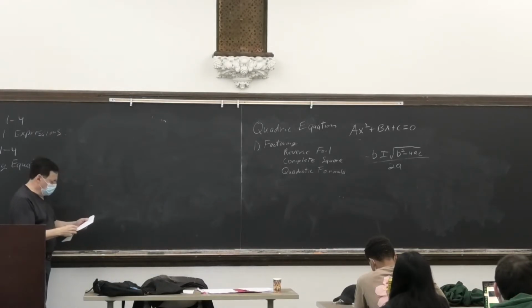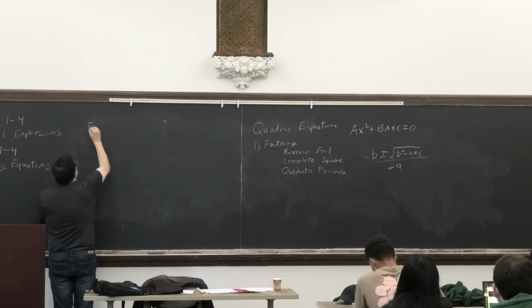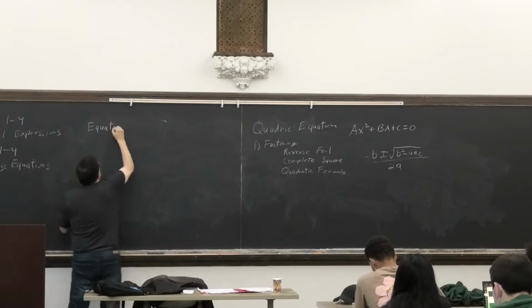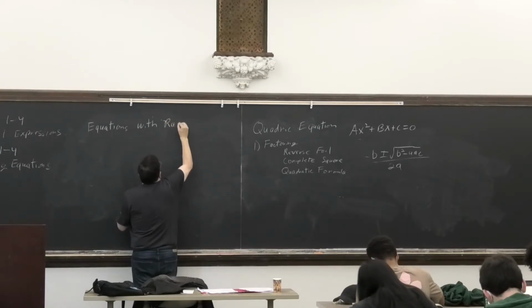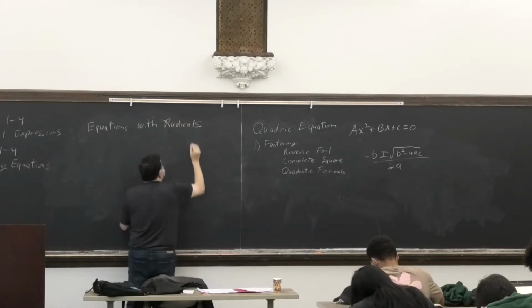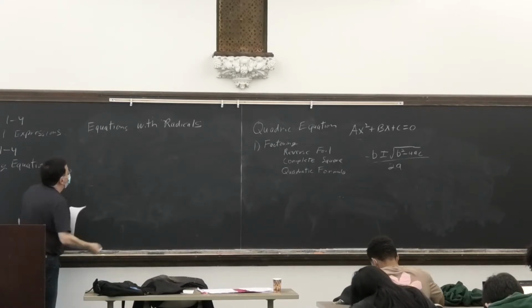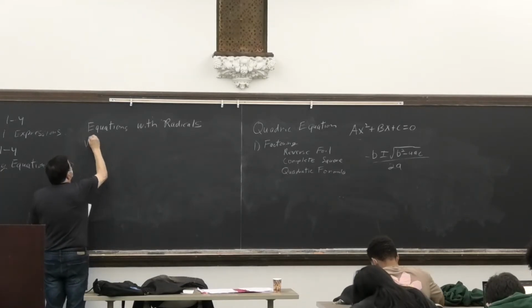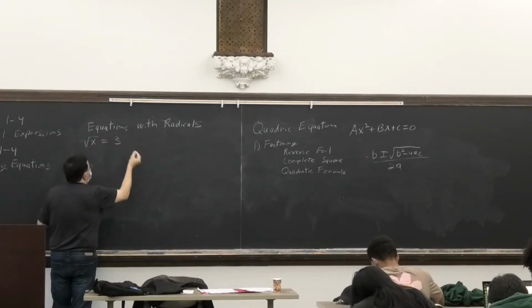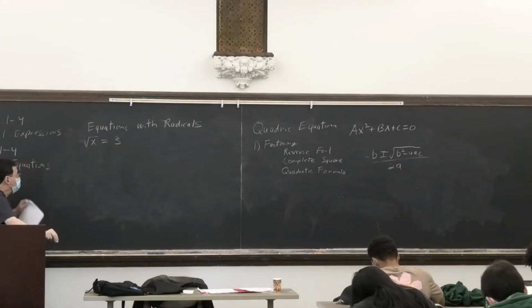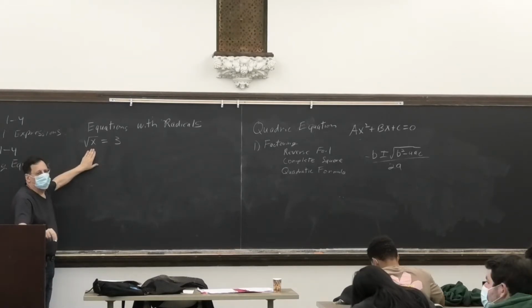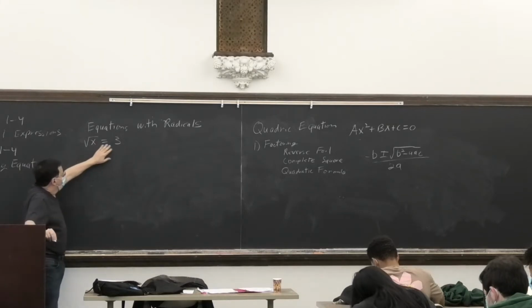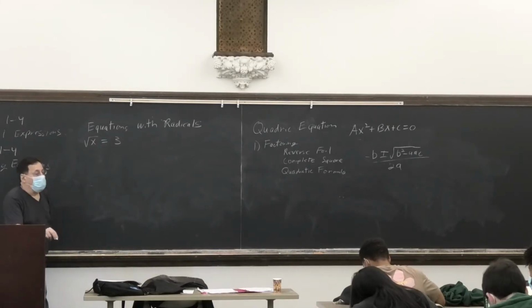So we're going to spend a little time talking about equations with radicals. An example. Now, the strategy for isolating the variable inside of a radical is, of course, in this case, to square both sides of the equation.